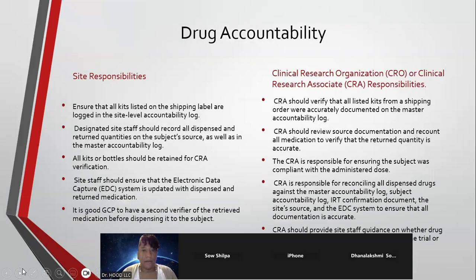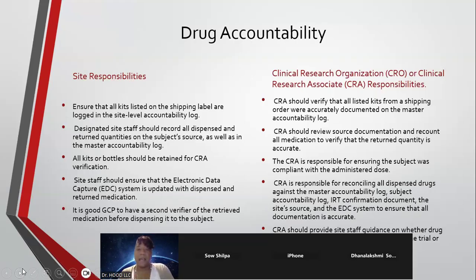Okay. And this is the last slide before you go into your breakout rooms. So, drug accountability, site responsibility. You want to ensure that those kits listed on the packing slip have been logged on the site accountability log. Usually the accountability log is going to ask for the order number, the lot number, the kit ID, and the expiration date. Those are typically what a site level accountability log asks for as it relates to the IP.